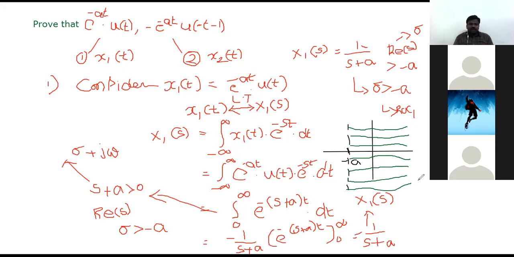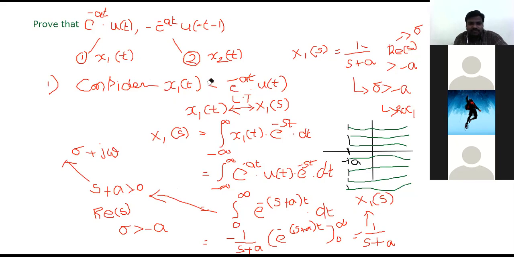So you can select any value between minus a and infinity, so that the integration may converge. Why have I taken s plus a greater than 0? If I had chosen s plus a less than 0, obviously you would have a negative sign before the s plus a, and a minus of a minus becomes positive. In that case it may not converge, it may diverge. So this is case one.